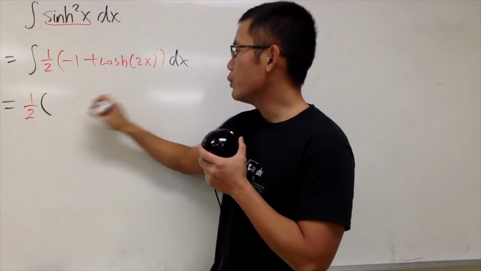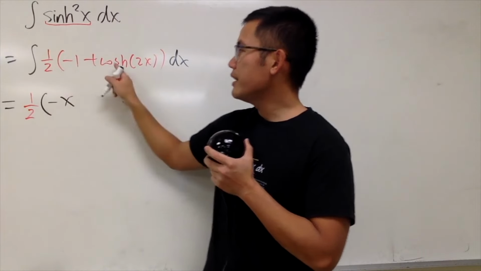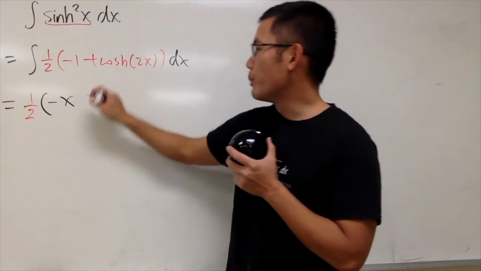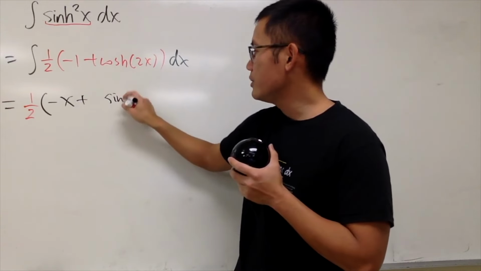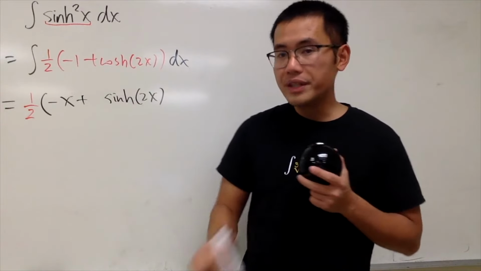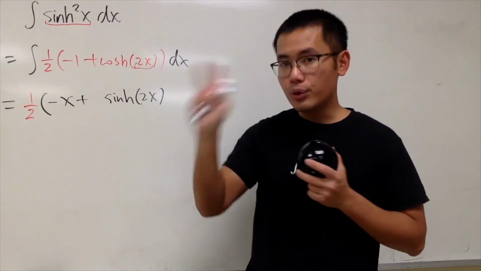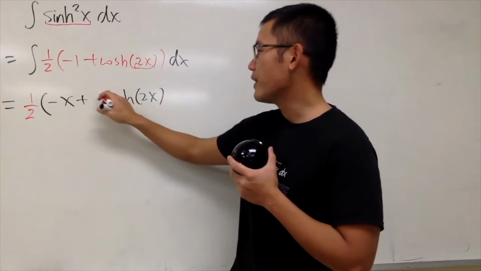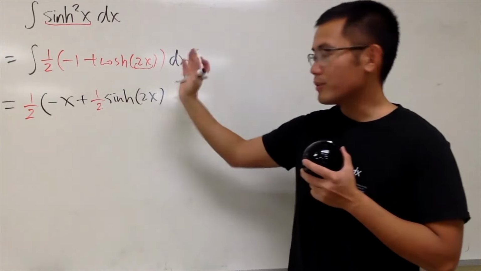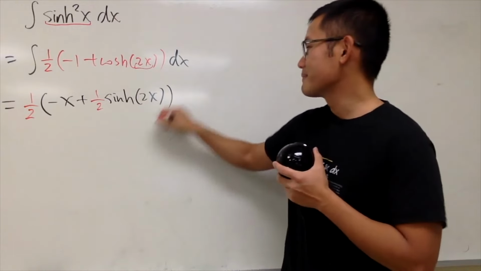Integrating -1, we get -x. Integrating cosh, we get positive sinh. So I will put down plus sinh, and the input is 2x, so I'll just keep it. And because the derivative of 2x is just the number 2, we can just go ahead and divide it by 2. Remember, this only works if you are just dividing by a number. So yeah, that's why we can do it like this.